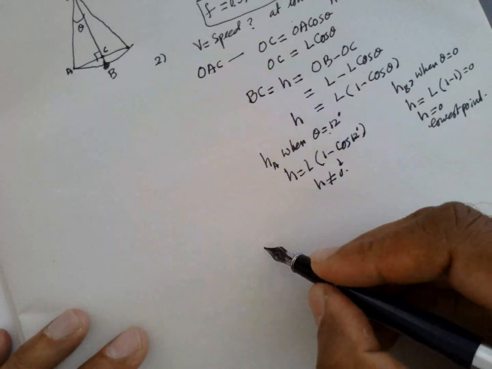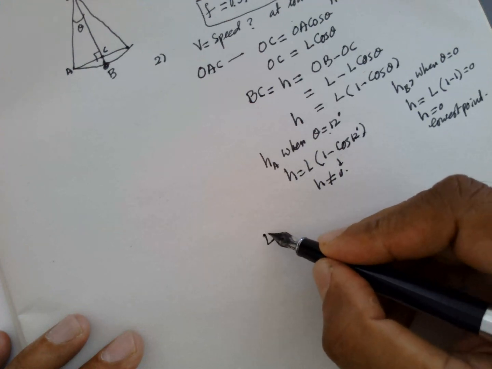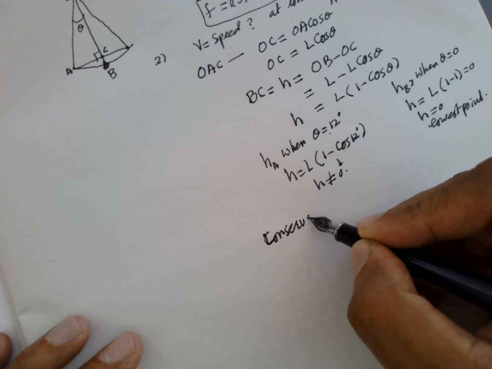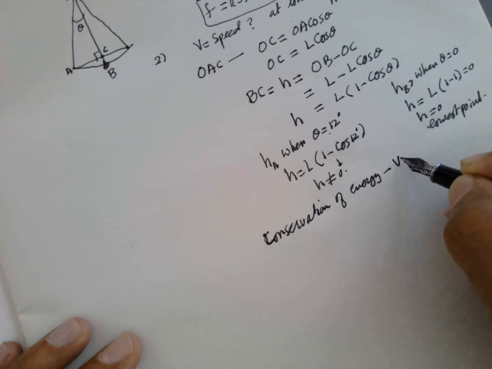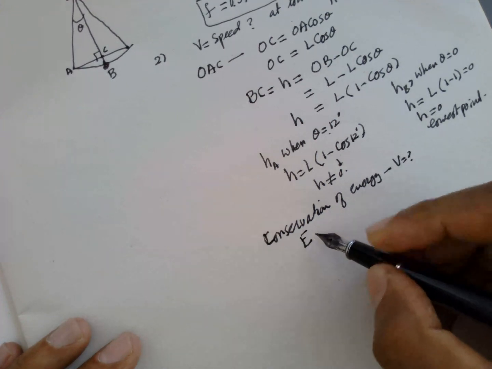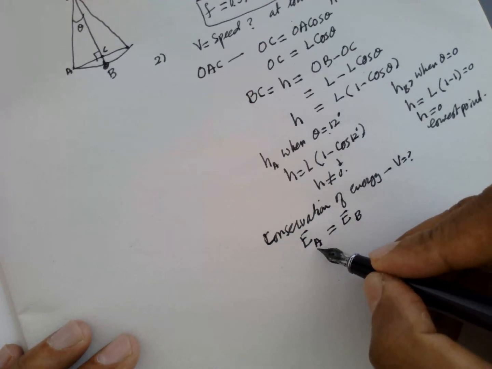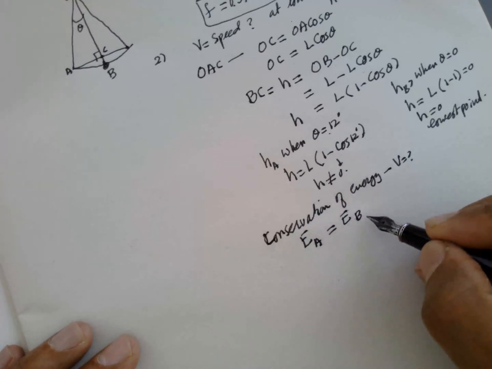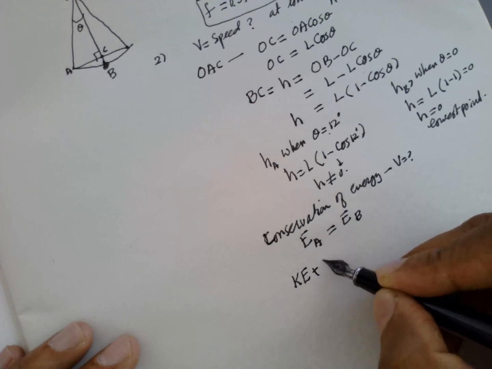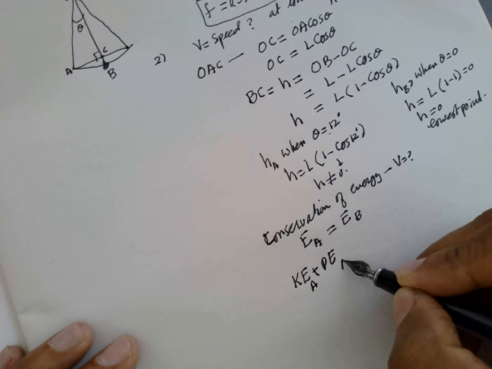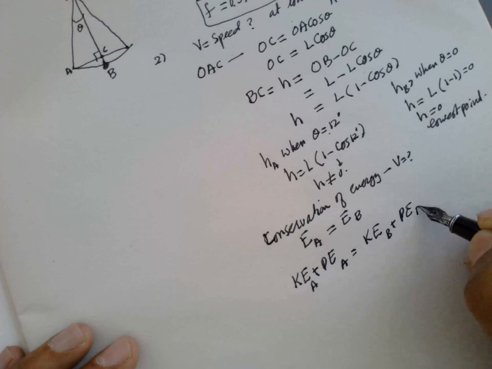So we will take 2 points. We will use the conservation of energy to find the speed. So energy at A is equal to energy at B, the top point and the bottom point. Energy at A is kinetic energy plus potential energy at A, and kinetic energy at B plus potential energy at B.